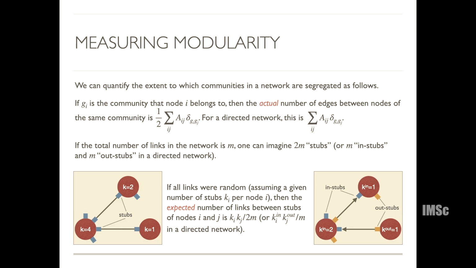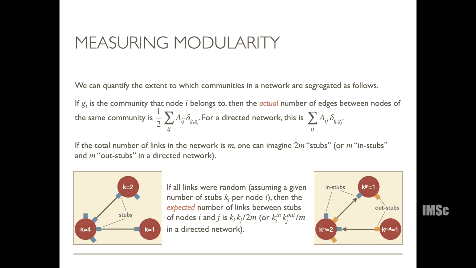Maybe my guess is very good, maybe my guess is not so good, but I'm going to make this guess, and based on that, I'm going to find the actual number of edges between nodes of this community. That is just given by this. So what does this mean? Well, this is a delta function. When Gi is equal to Gj, that means that i and j are in the same module, then I'm going to consider this, otherwise I'm not. So in other words, I'm only going to consider those parts of the adjacency matrix where i and j are in the same module.